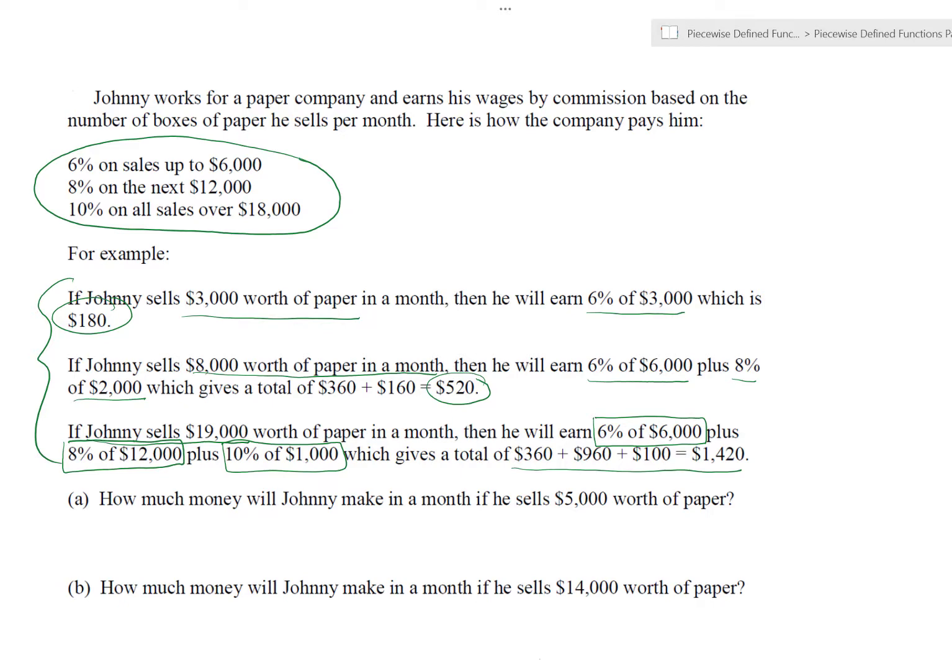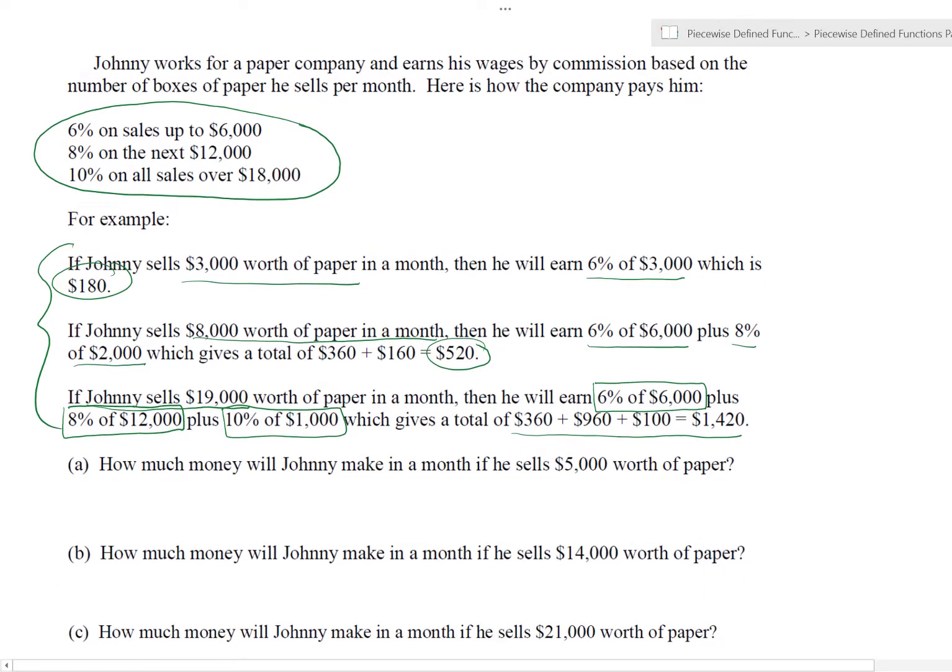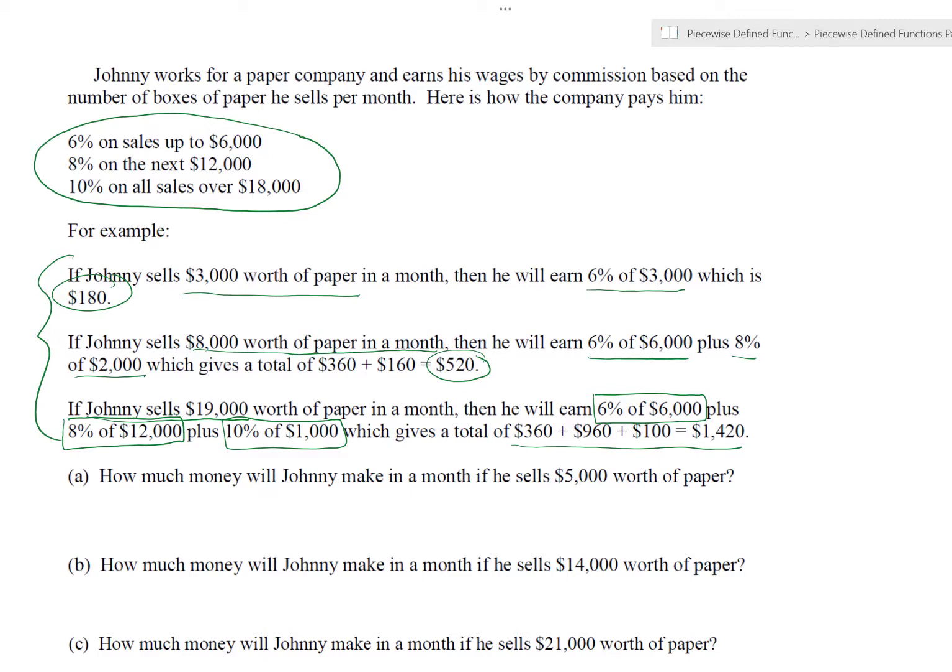So you can kind of already see maybe how a piecewise defined function plays a role here. Let's go and find a couple of these values just to get a better understanding of the nature of this commission scale. So for instance, in part A here, how much money will Johnny make in a month if he sells $5,000 worth of paper? Well, $5,000 is less than $6,000. So that goes to pay scale number 1 up there.